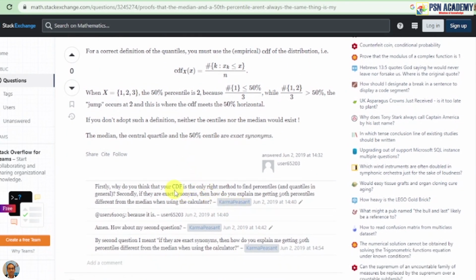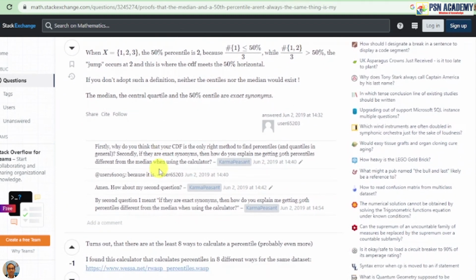Now, Karma Peasant is also challenging this, asking firstly why you think your CDF is the only right method to find the percentiles. So the conversation is going on here. You can visit this page and find out anything new from these discussions. Okay. Now I will take you to another website.